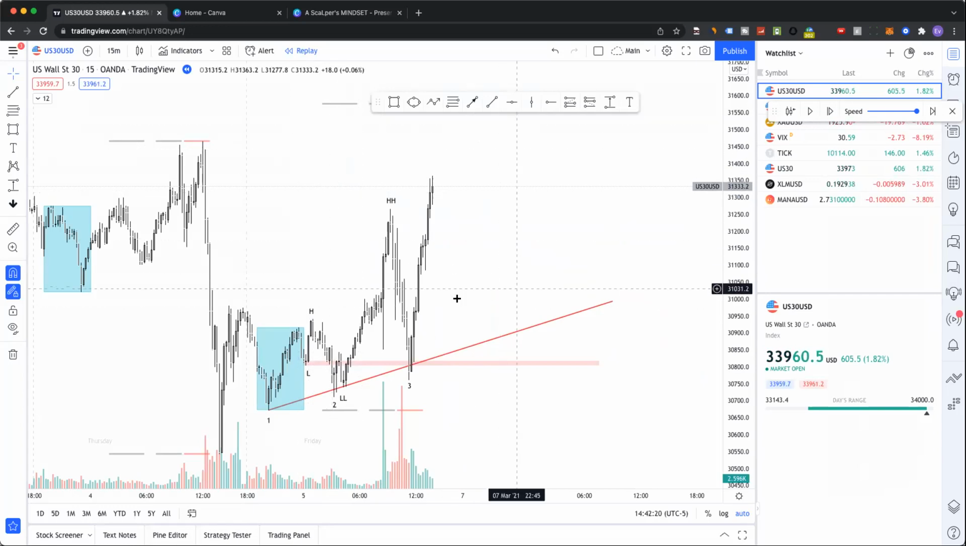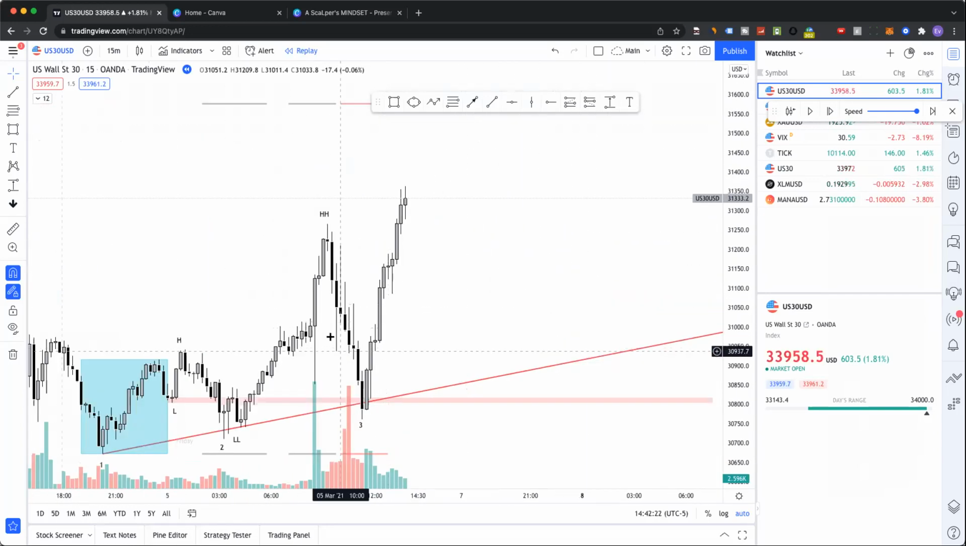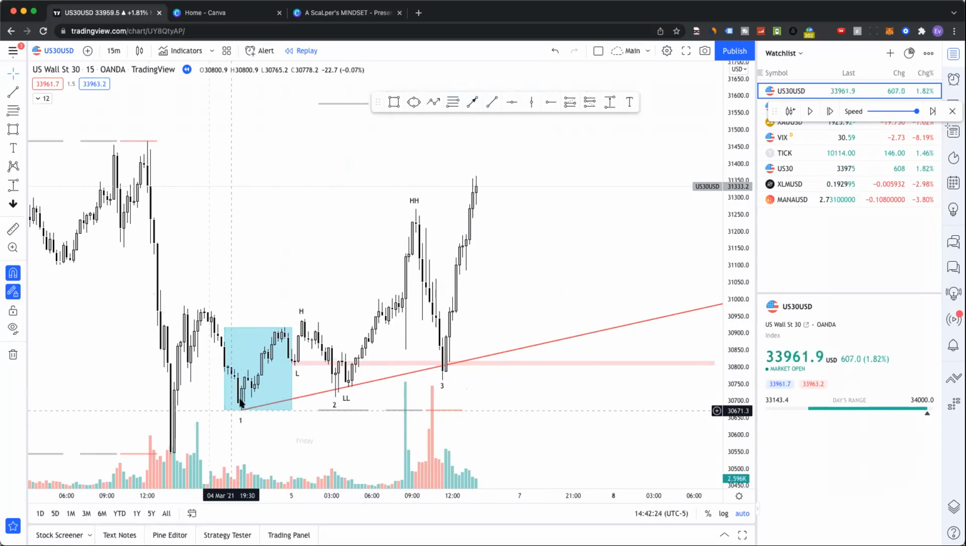Okay, so we can see here, we have our initial point here, and then we form a QM, a low, a high, a lower low, a higher high, third tap. Here's our entry point. Okay, right there on this line. See the head of the QM is formed right here on the second tap. Okay, 1, 2, 3, QM.